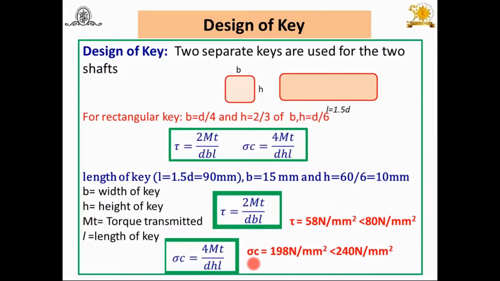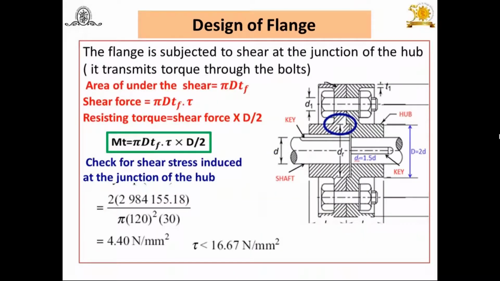That means you can use B is equal to 15, H is equal to 10, length is equal to 90 mm, no problem. This is about the design of key. In the design of key, what you have to do? By using this relation, find out a dimension, check it against by calculating, determining the induced stresses, shear stress and crushing. If these induced stresses are less than the permissible, you can see your design is safe. This is design of the key.